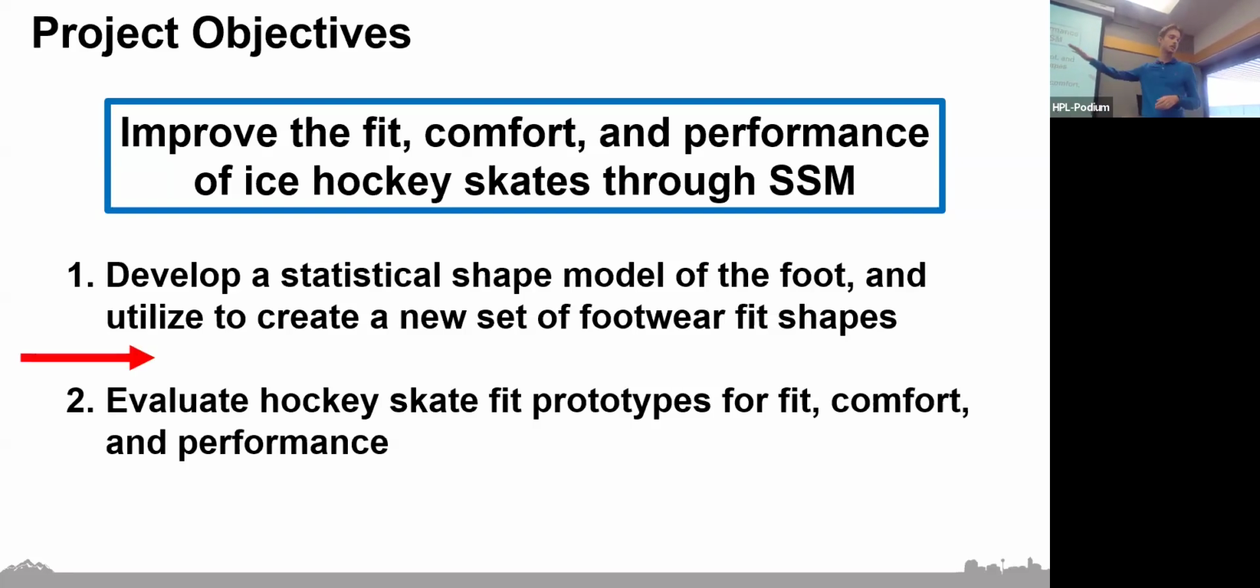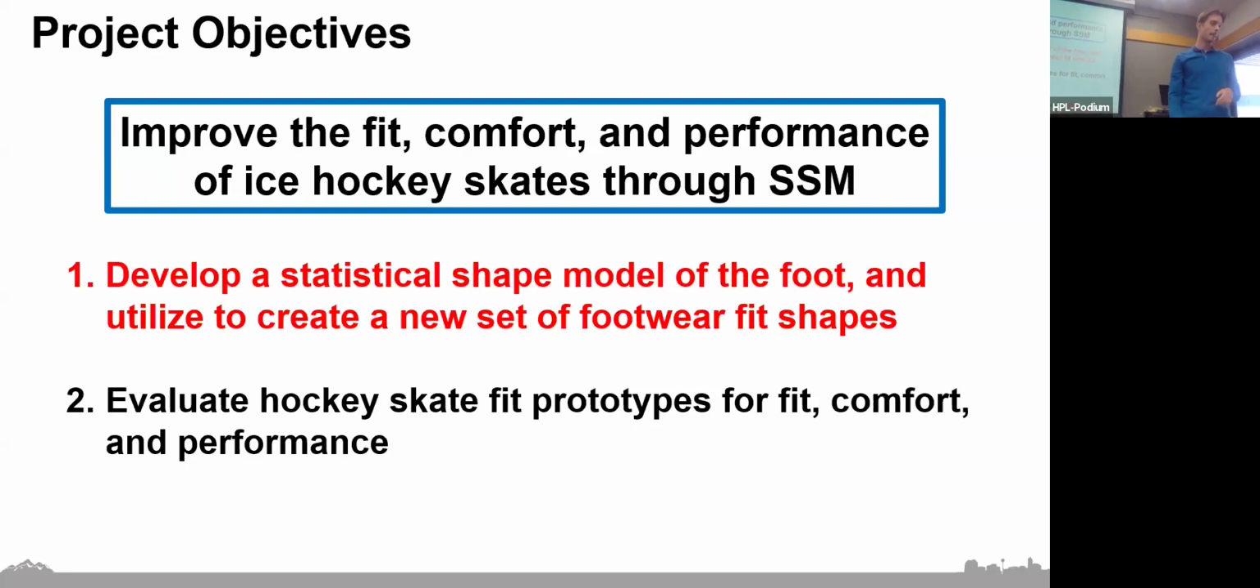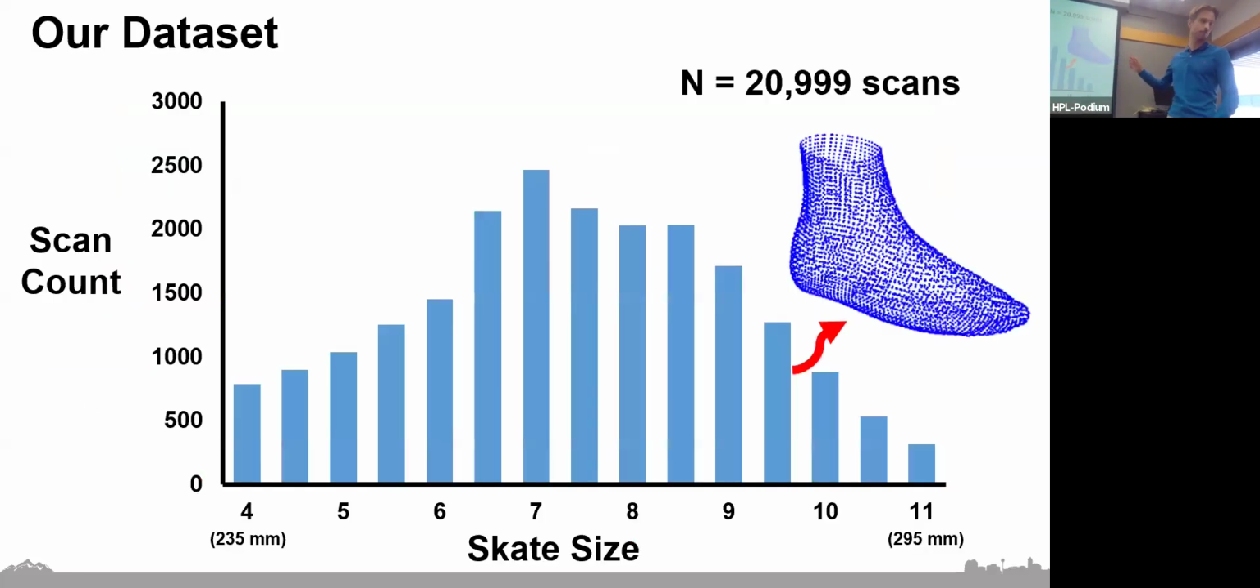And for reference, this arrow shows where I am now. The first year of my master's has been focused on objective 1, and the second year will be focused on objective 2. So moving into the first objective, the data set I'm using to build this model was collected in hockey shops around Canada. So I didn't go and take pictures of 20,099 feet.